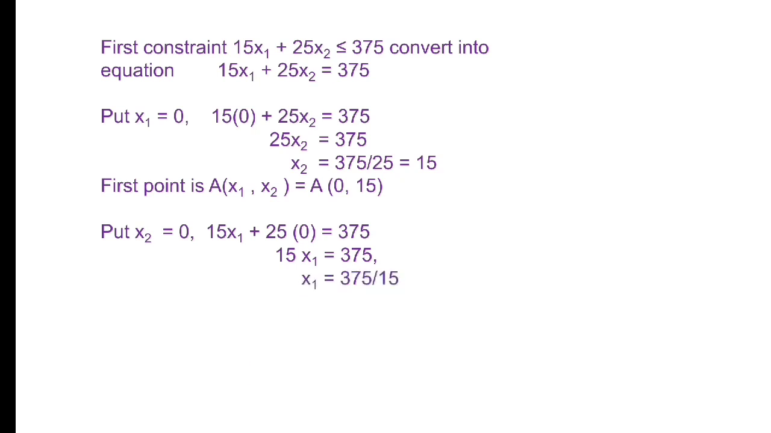For the less than or equal to constraint, the direction towards 0 will be considered. This graph will be followed. This is the first constraint graph. Point A is 0 comma 15 and point B is 25 comma 0. We join them with a line. This is the first step. Then we will take the second constraint.